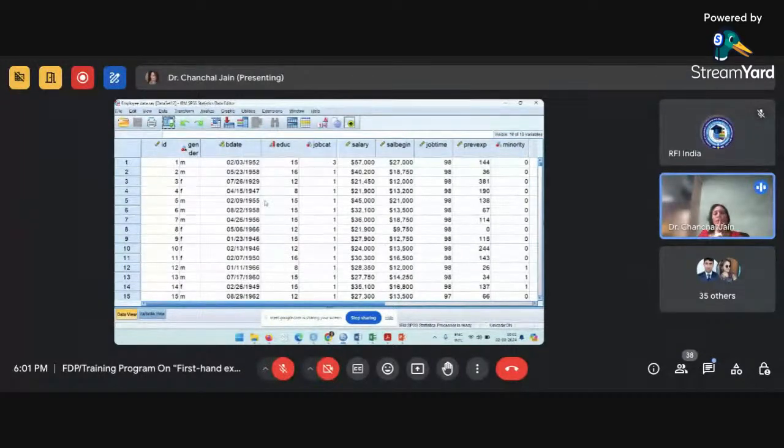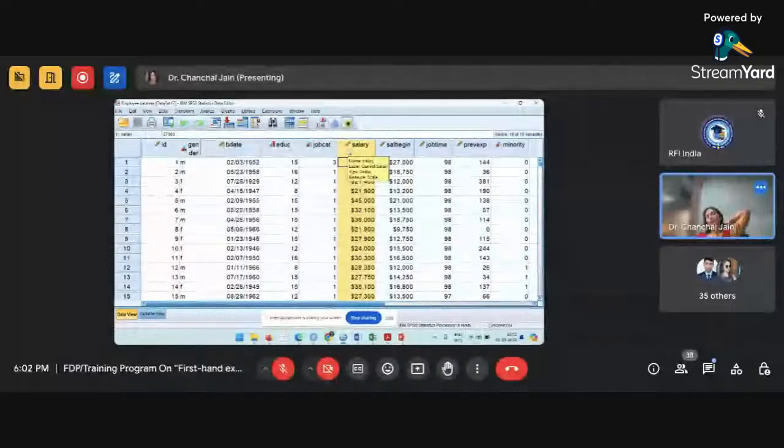Moving ahead, you can see we have ID, gender, birth date, education, job category, salary, etc. We have so many variables. Suppose I am taking the variable gender, and the second variable I am taking is salary. Suppose I take these two variables and want to perform an independent samples t-test. Can any one of you tell me which variable here is the continuous variable?